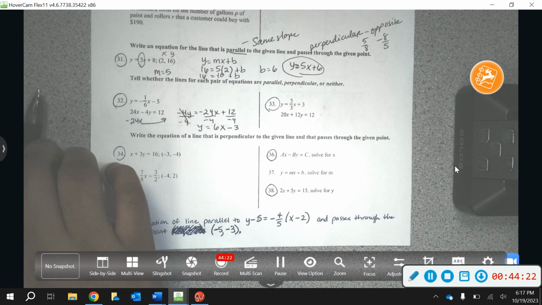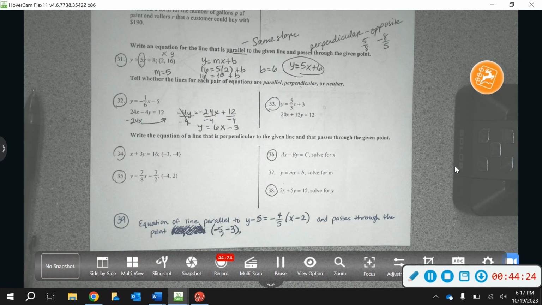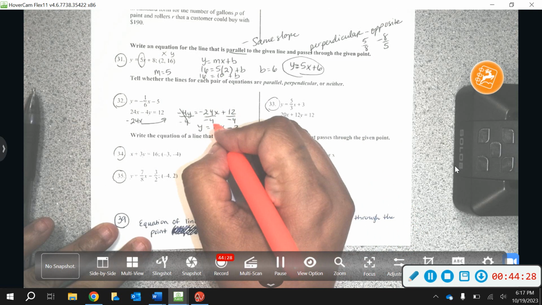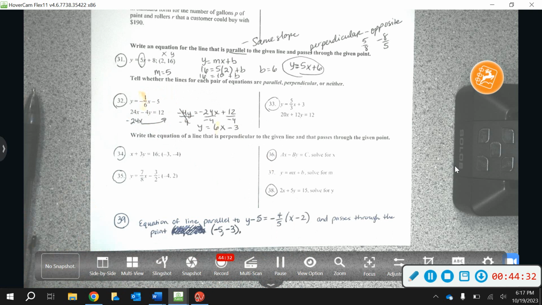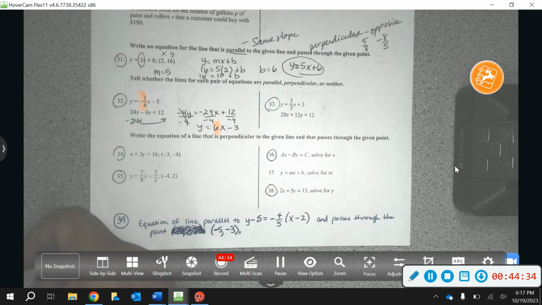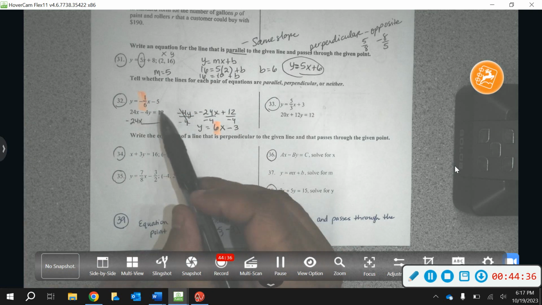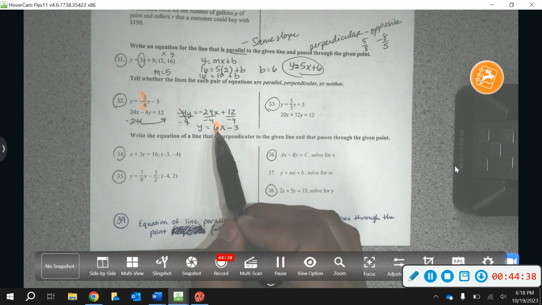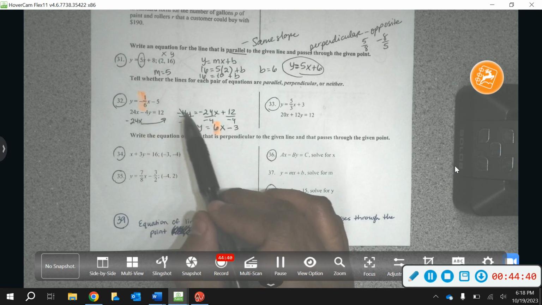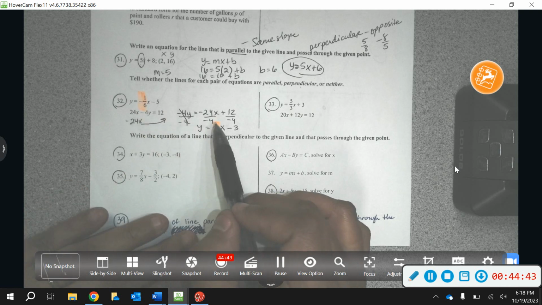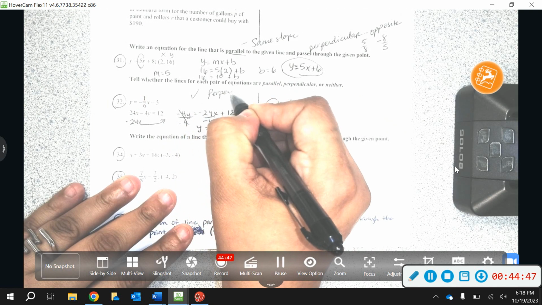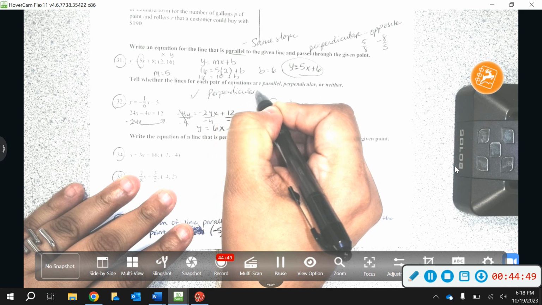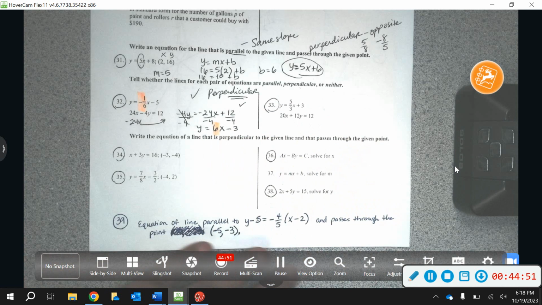Now, let's look at my slopes. I have 6 here. I have negative 1/6 there. Are these the complete opposite? Yes. 1/6 is the flip version of 6. It's the inverse. It's the reciprocal. And this is negative and this is a positive. So, yep, this is perpendicular. Okay, this one's perpendicular.